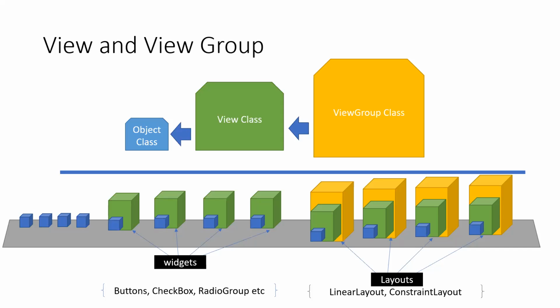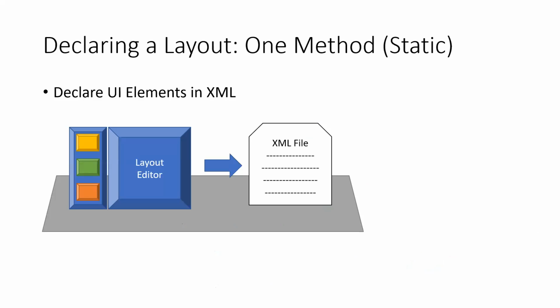So what is a layout? How to define a layout? A layout is said to be an object of a ViewGroup class. And what is a widget? Widgets are used to refer to the objects of a View class. So how to declare a layout?